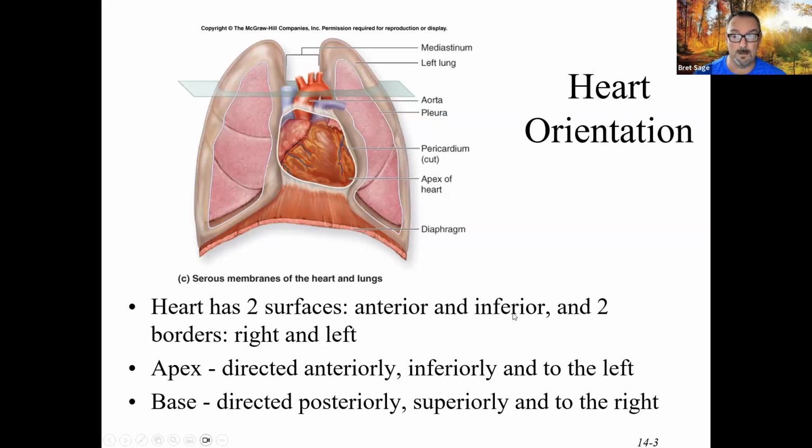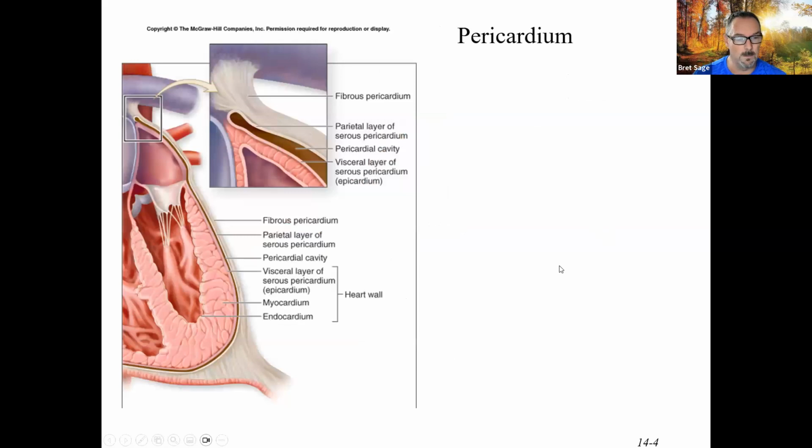The base is on the opposite. That's at the top of the heart. That's where you see all the blood vessels here coming out of the top of the heart. It's called the base. Okay, the pericardium surrounds the heart.